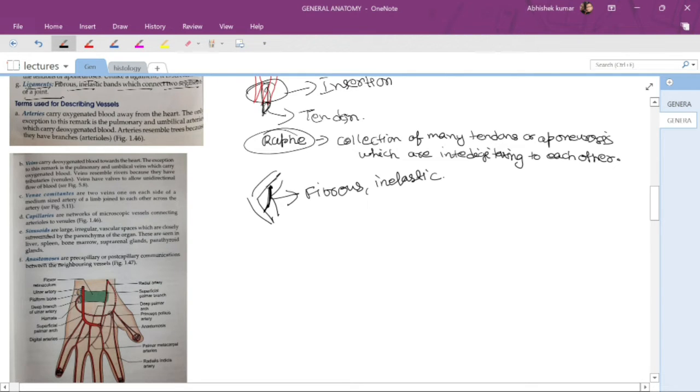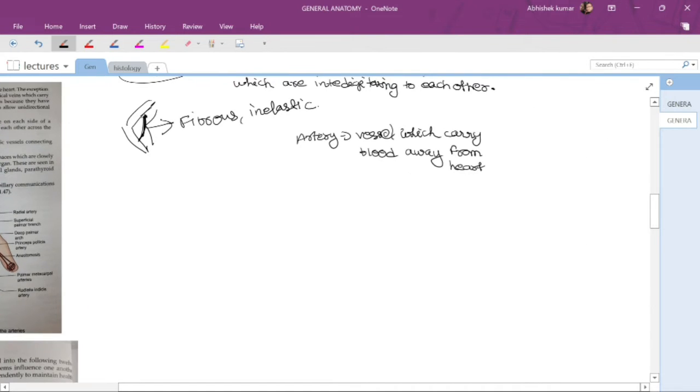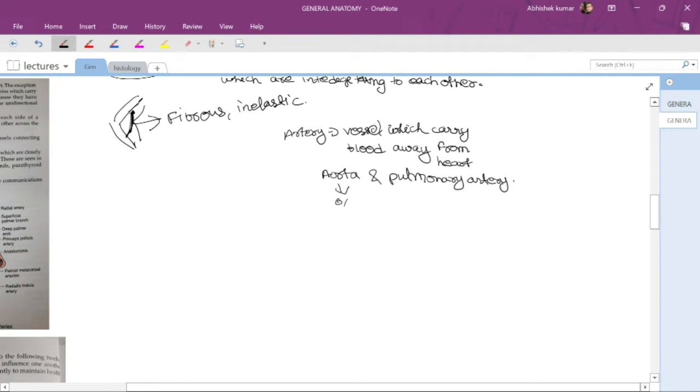So let's discuss this. Arteries carry oxygenated blood away from the heart, that you already know. The only exception is that the pulmonary and umbilical arteries carry deoxygenated blood, because mainly we define an artery as the vessel which carries blood away from the heart. So there are two arteries which carry blood away from the heart, the aorta and the pulmonary artery. However, one conducts oxygenated blood, and the other conducts deoxygenated blood.